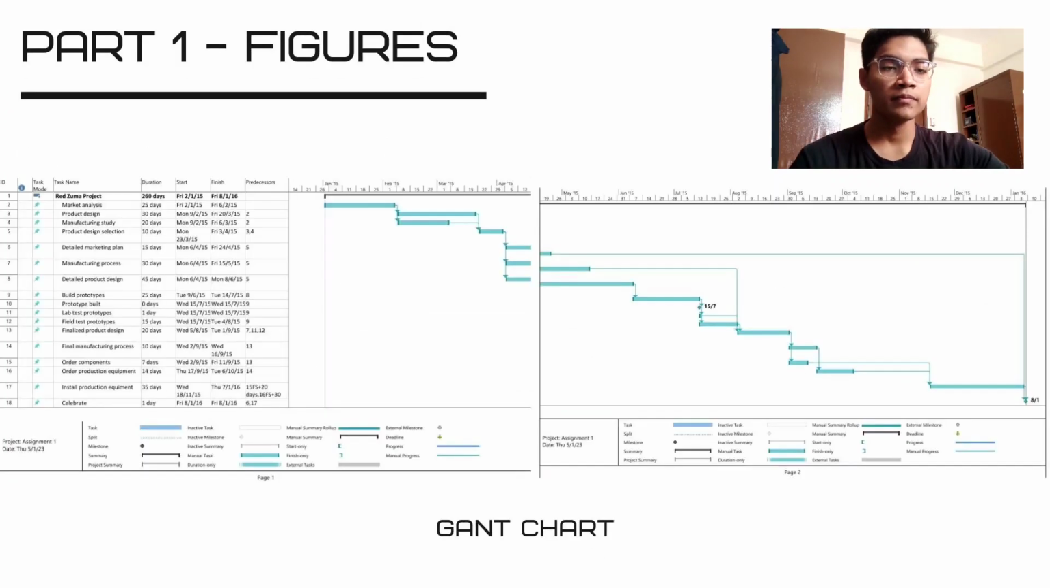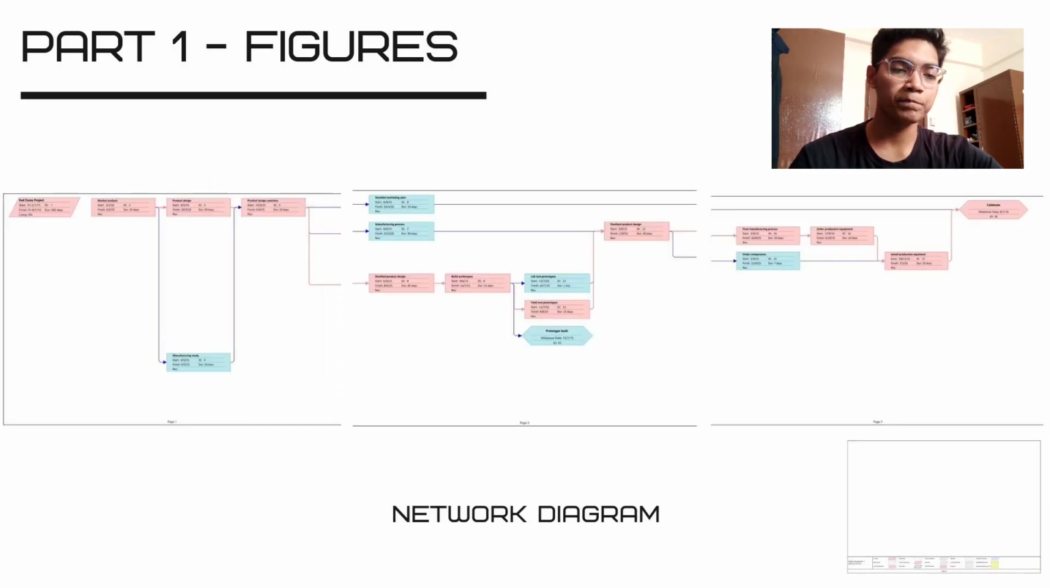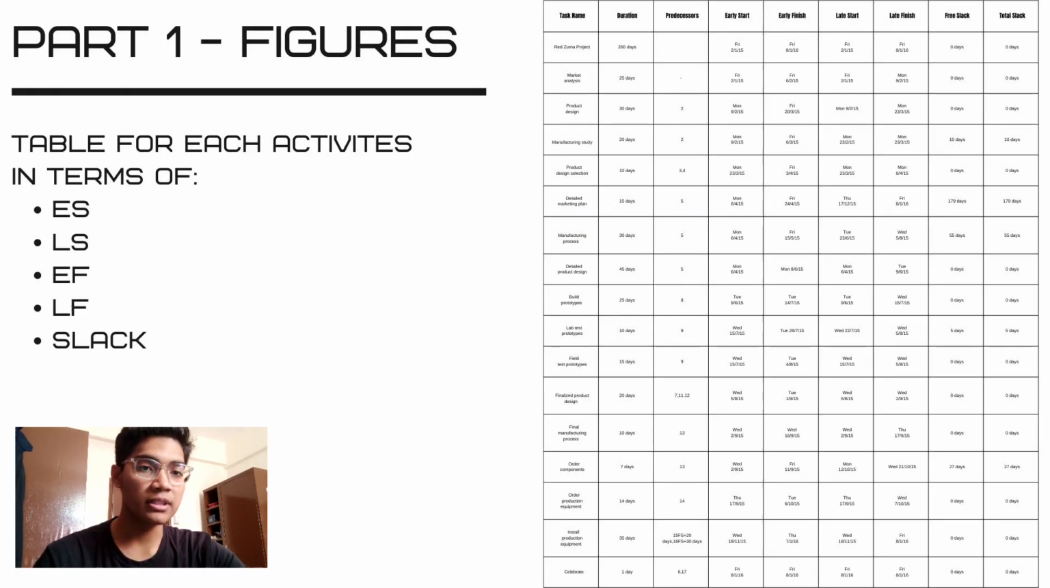For part 1, there is a figure of the Gantt chart as shown. Then there is also a figure of the network diagram for part 1. Also included is a figure of the table for each activity in terms of ES, LS, LF and slide.